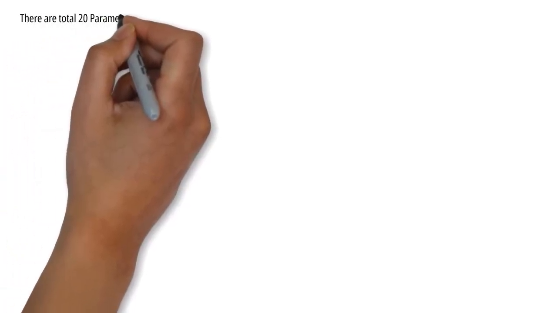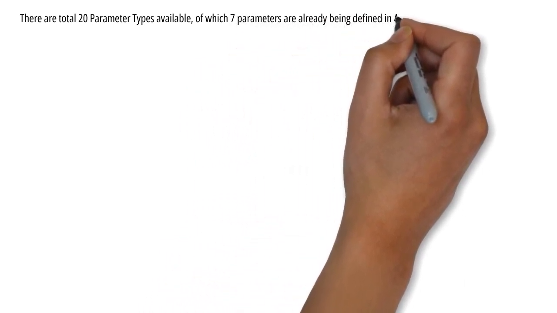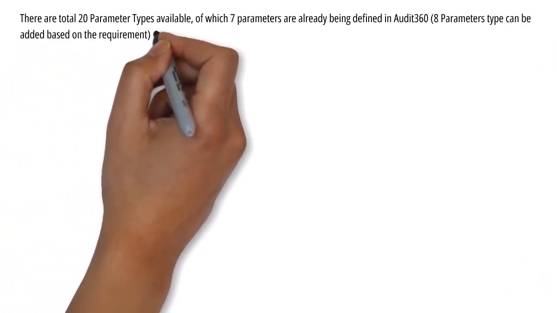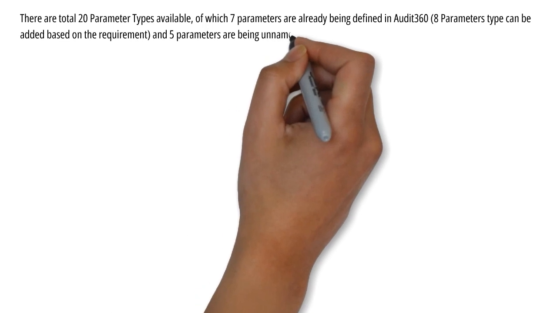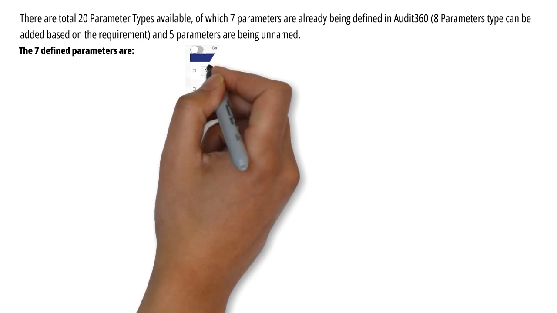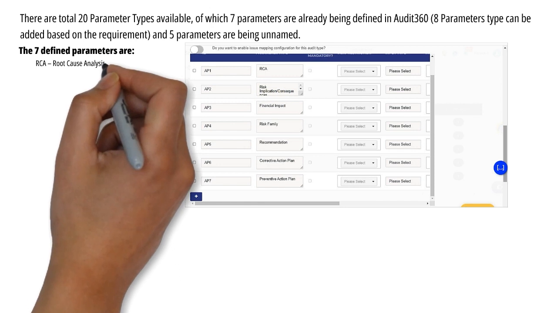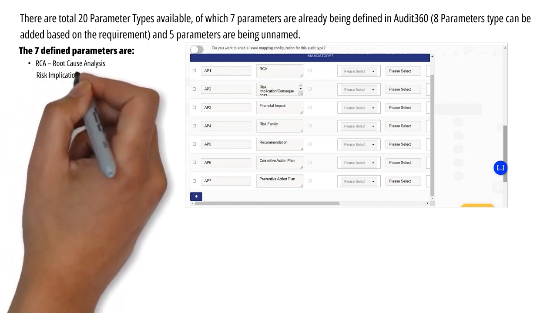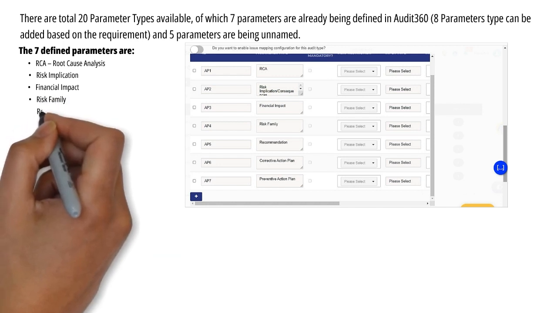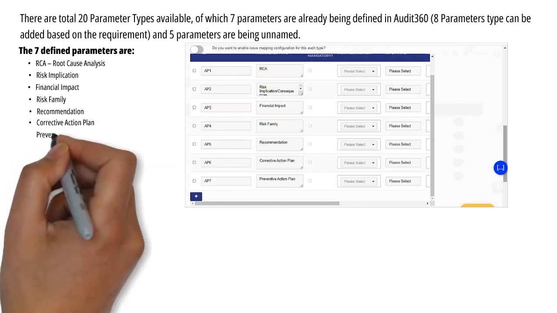There are a total of 20 parameter types available, of which 7 parameters are already defined in Audit 360. 8 parameter types can be added based on the requirement, and 5 parameters are unnamed. The 7 defined parameters are RCA, root cause analysis, risk implication, financial impact, risk family, recommendation, corrective action plan, preventive action plan.